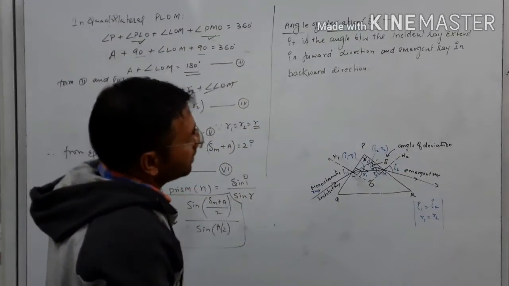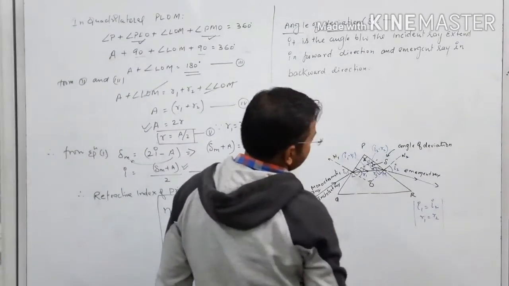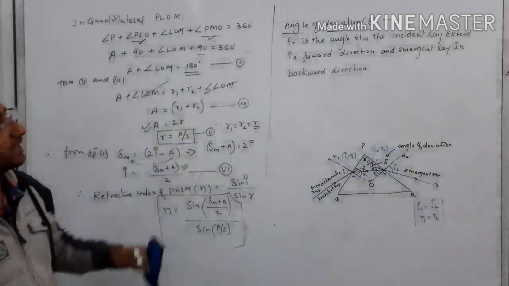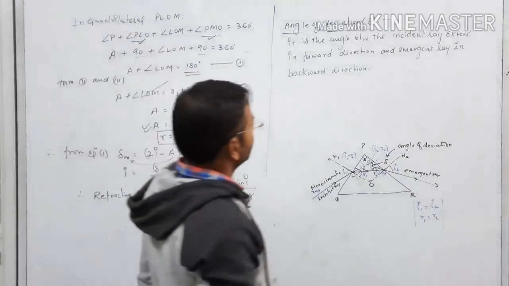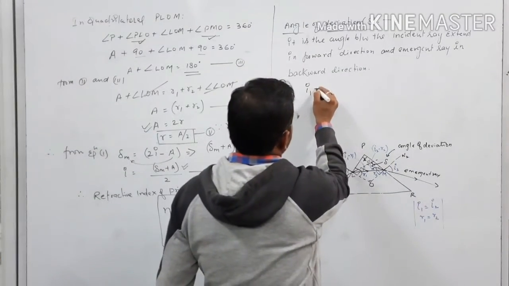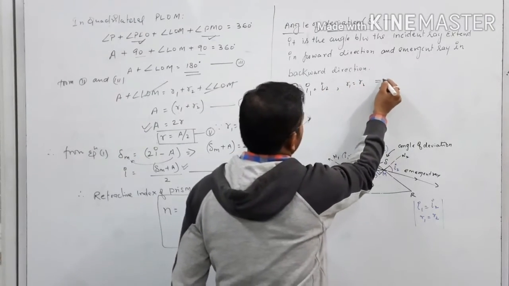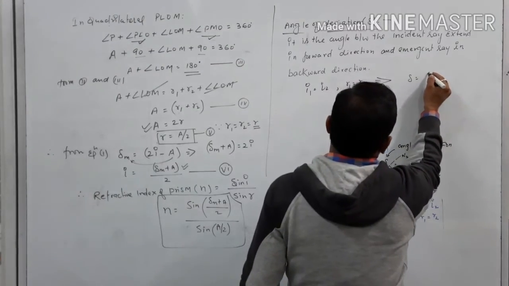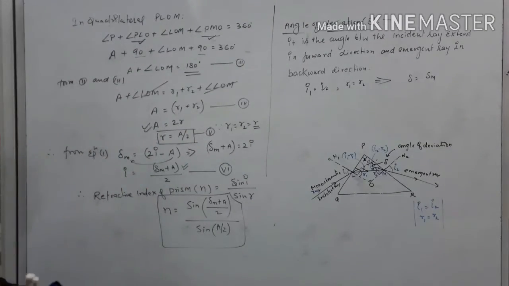For minimum angle of deviation, it is already clear that I1 is equal to I2 and R1 is equal to R2. At that time the angle of deviation del goes to del m. When I1 is equal to I2 for minimum angle of deviation, R1 is equal to R2, and the value of angle of deviation del is equal to del m. Point clear? Now after that we talk about the next relation.